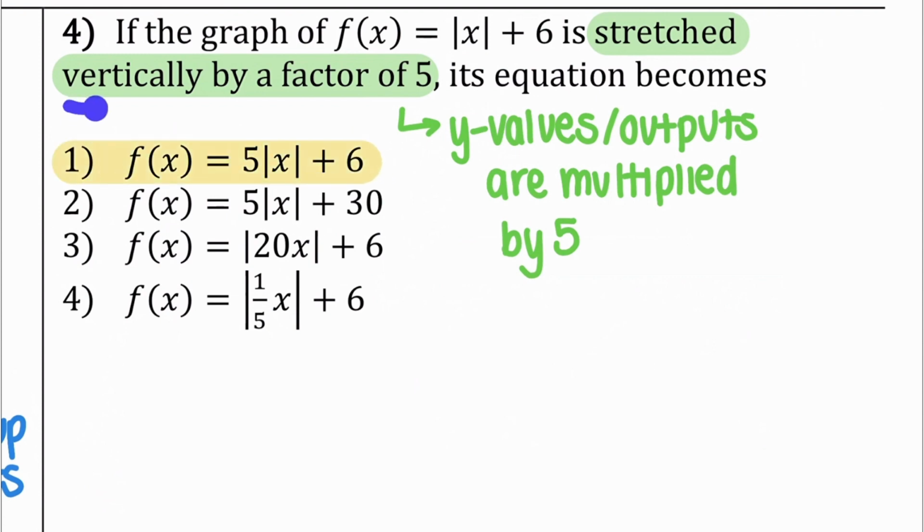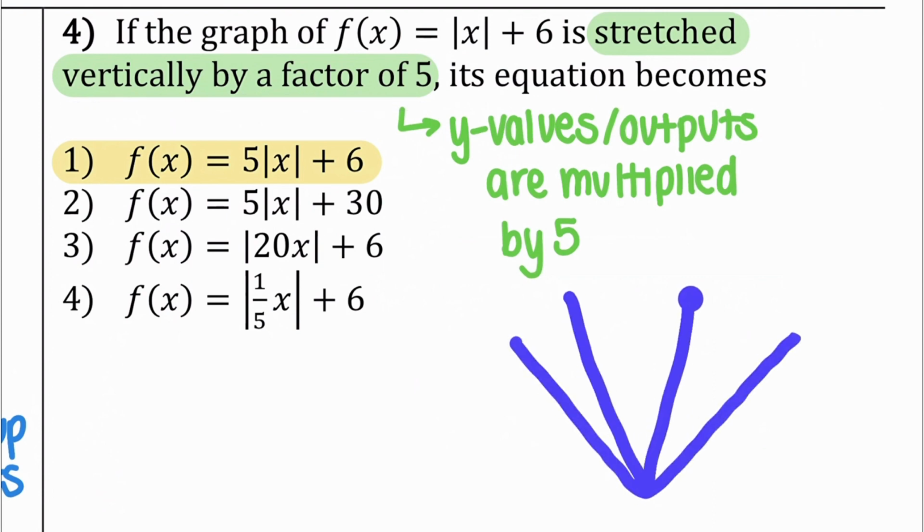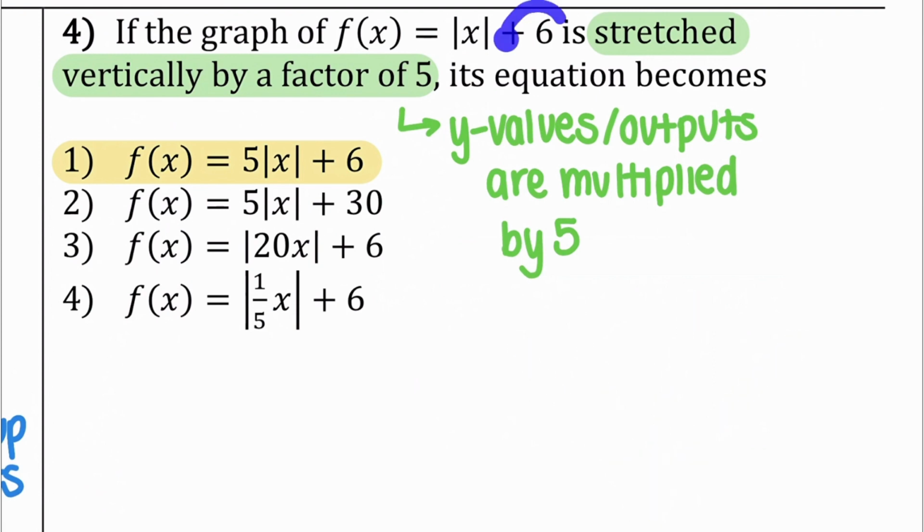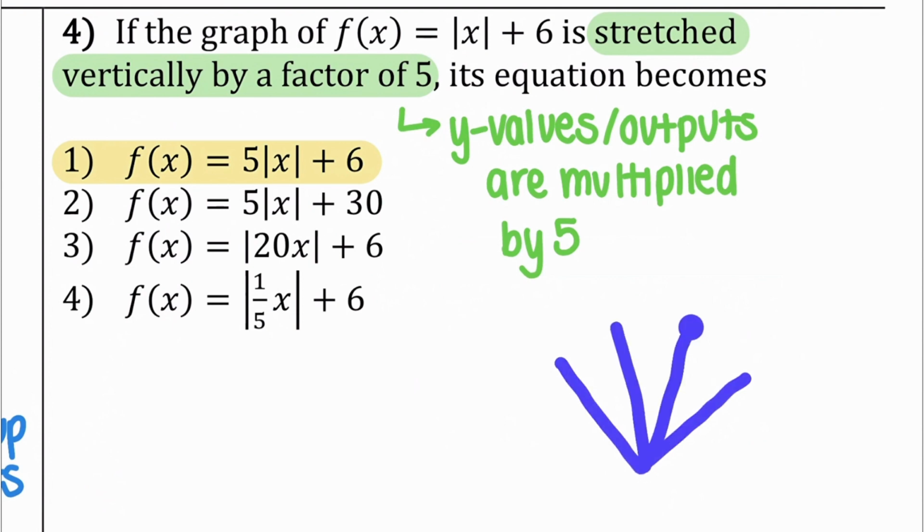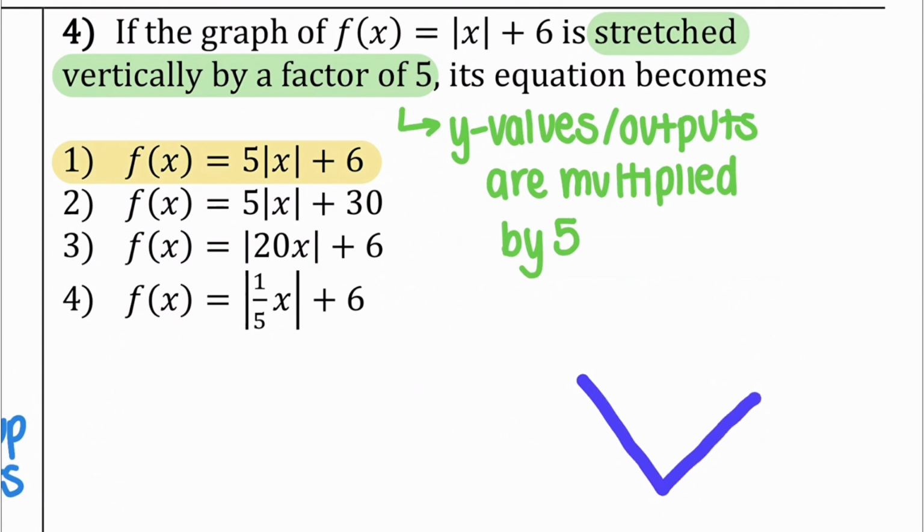Because all we're trying to do is to stretch vertically by a factor of 5. So as such, we're making the graph skinnier and skinnier. But that doesn't change this point right here, which in this case is going to be (0, 6). If we did multiply the 6 by the 5, that will make the graph both vertically stretch and shift up as well, and that's not what we want. We only want to vertically stretch it and not shift it up even more. So that's why we have answer choice number 1.